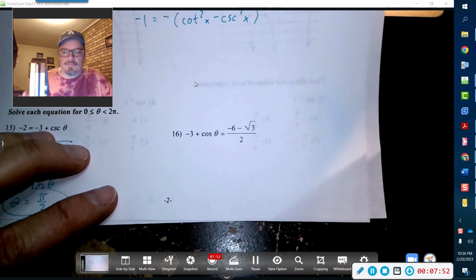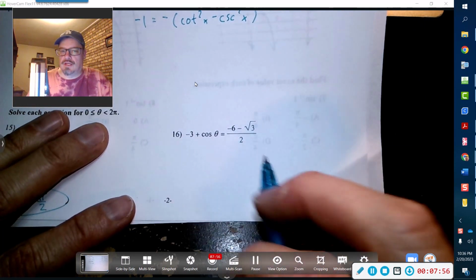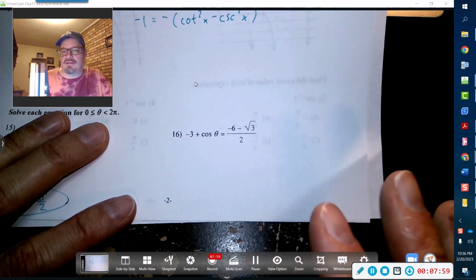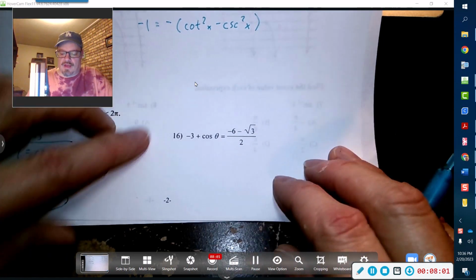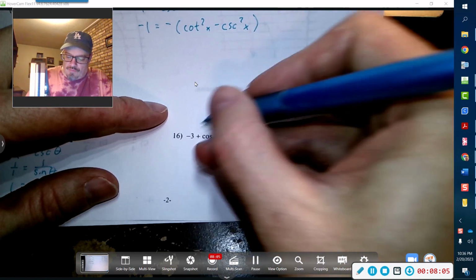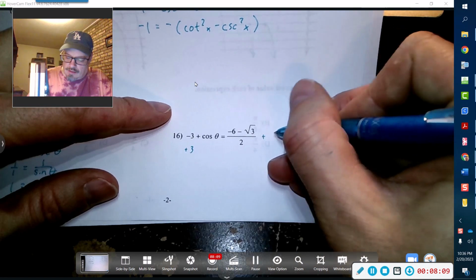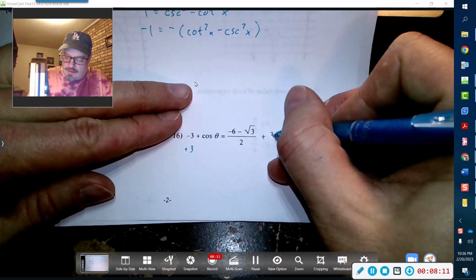Okay, now this looks pretty fancy here. I'm just going to play by the rules and see what happens. Now I see that radical 3 over 2. I've got a feeling there's going to be some stuff canceling out, so let's see what happens. What do we got? We're going to add 3 to both sides.